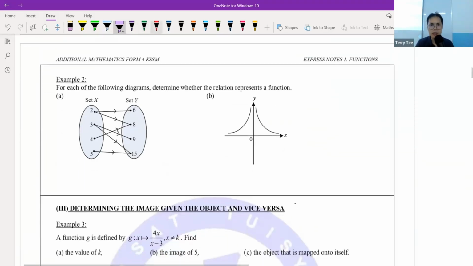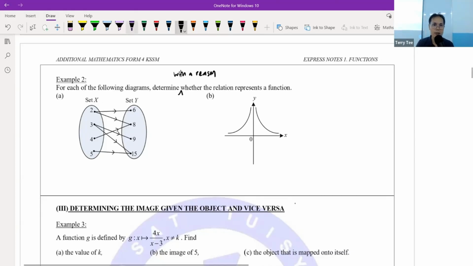So basically, when we say determine whether it's a function, maybe I should add in determine with a reason. The reason is always the type of relation. You explain what type of relation. We know one-to-one is a function, many-to-one is a function. One-to-many is not a function, many-to-many is not a function.